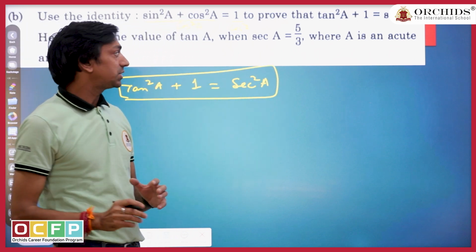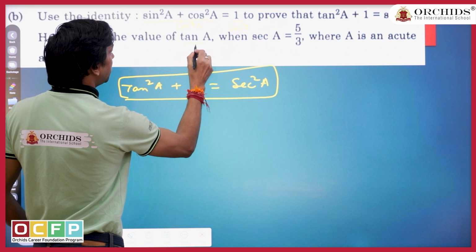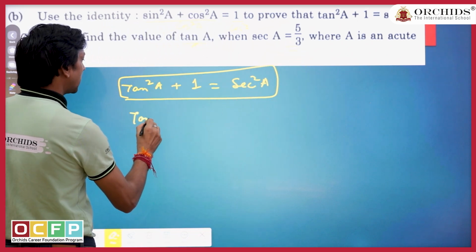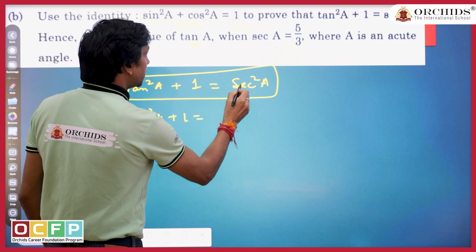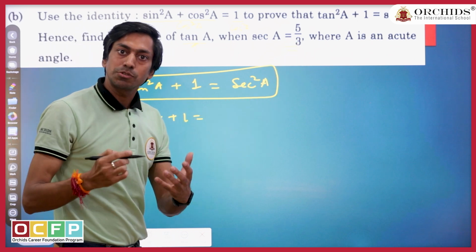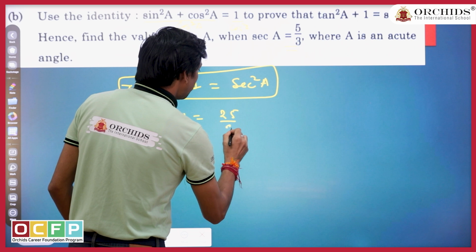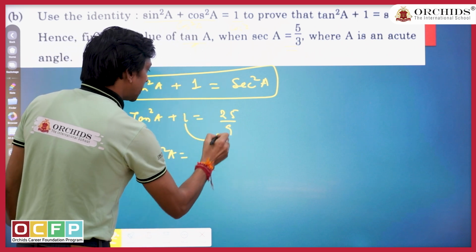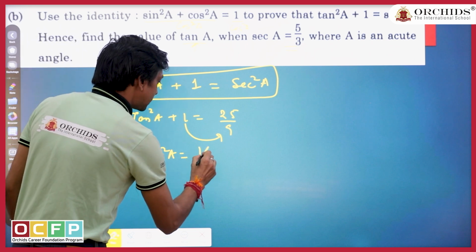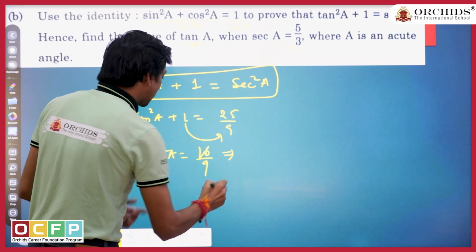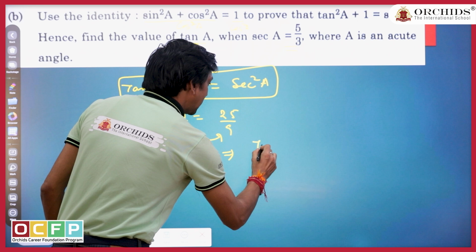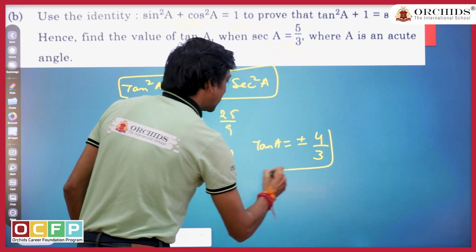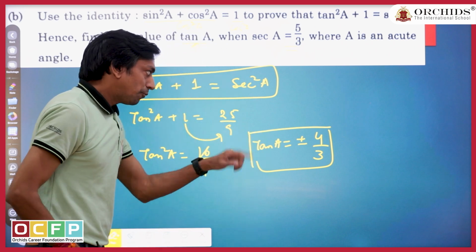Now the second part of the question is, find the value of tan a. What is given to us? Secant a is 5/3. So just substitute the value. From there what I'll get? Tan square a plus 1 is equal to secant square a, and secant a is 5/3, so secant square a is 25/9. So if 1 will go to that side, what I'll get from there? Tan square a is equal to 25/9 minus 1, it gives you 16/9. So this implies tan square a equals 16/9. So tan a will give me two values, plus minus 4/3.